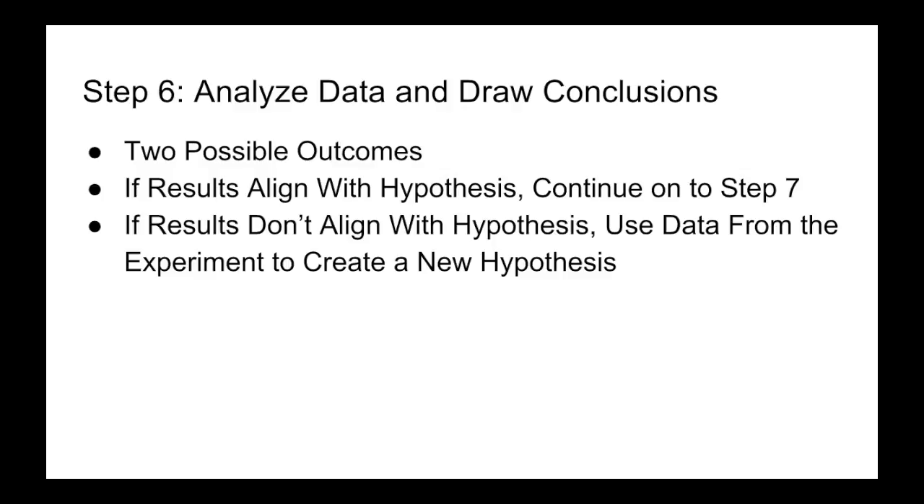So the next step is to look at the results of the experiment and draw conclusions. So 2 things can happen here. If the results do align with the hypothesis, continue on to the next step. If they don't, you need to create a new hypothesis with the results of the experiment.